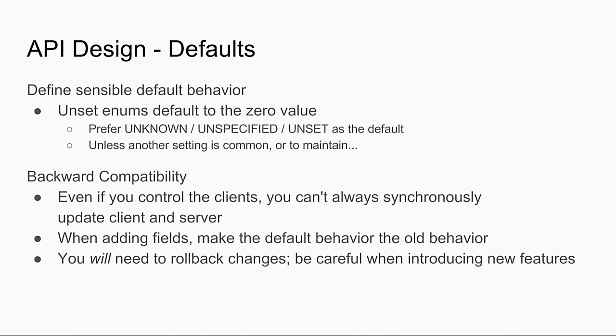Still on API design here, default values are important to consider. With protocol buffers, if someone doesn't specify a setting for a field, that field will go back to the default value of the 0 value for that type, so an empty string or a 0 integer. And for enums, the 0 value becomes the 0 entry in the enum definition, and you can take advantage of that by making the 0 value some kind of an unset, unknown, unspecified. That can be an indication to you that the user didn't set the field when you wanted them to make a decision about what that should be.